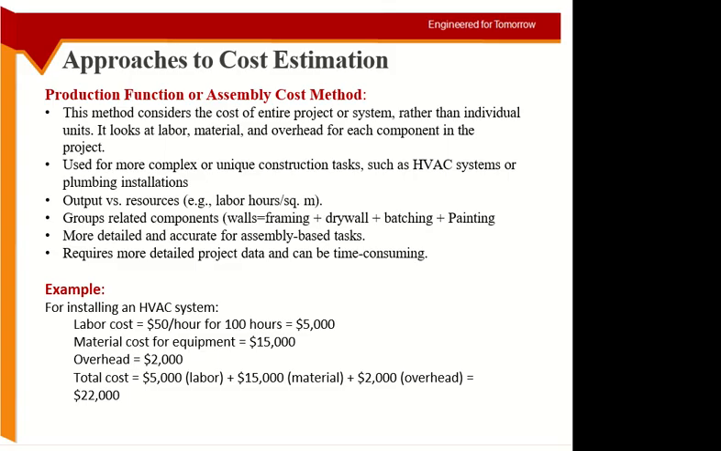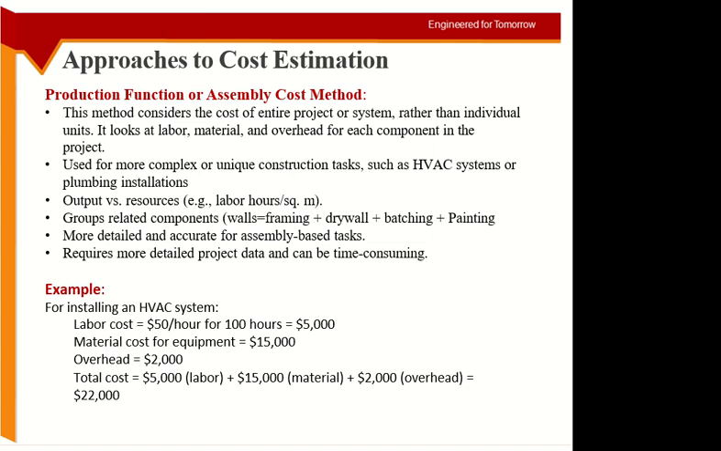So we are not looking at individual units, we are looking at the overall project. In the unit cost I have to look at individual activities because unit cost for each activity will be different. In the production function assembly cost method, we are looking at the entire project as a whole, and then we have to look for the total cost. So it can involve labor, material, overhead and everything. And it is used for more complex or unique construction tasks such as HVAC systems or plumbing and industrial projects and so on and so forth.